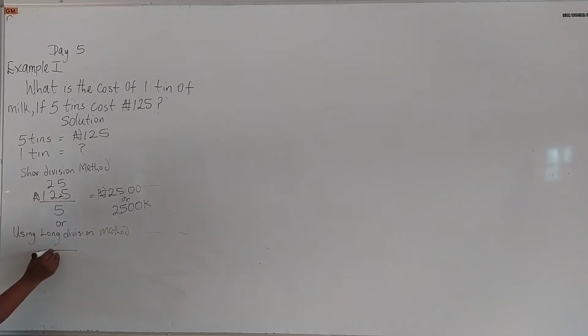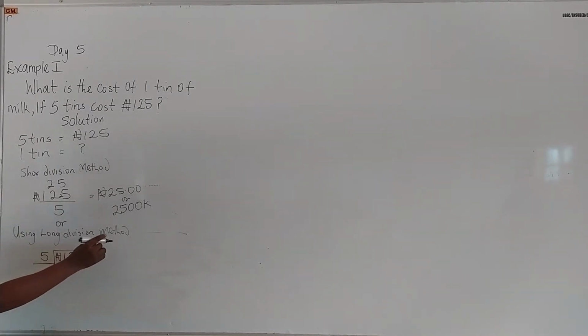Okay? Remember what I taught you when I was teaching division of whole numbers. This 5 here will be here, and it is called the divisor. Say divisor. Okay, 5 is called the divisor. And 125 naira is called the dividend. Dividend. That's the one this 5 will divide. And the answer you will get after division, you will write it up here. That answer is called the quotient.